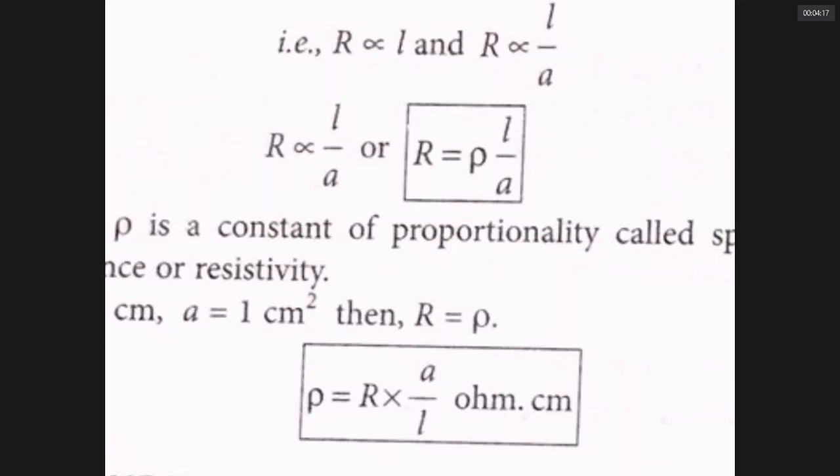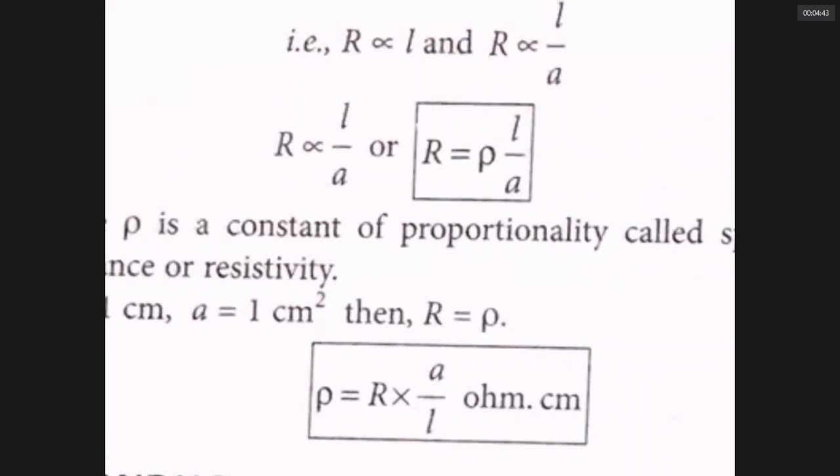It is called kappa. Conductance or conductivity or specific conductance is 1 by rho. You know, rho is equal to R into A by L. Rho has units of ohm centimeter. Therefore, your kappa will have units of ohm inverse centimeter inverse. Ohm inverse is called Siemens, so Siemens per centimeter.